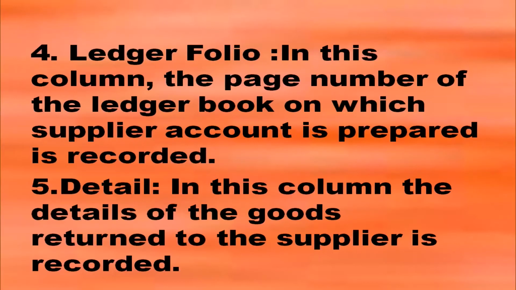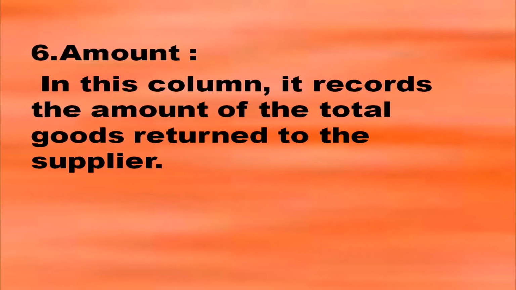Then comes the ledger folio column. The page number of the ledger book on which supplier account is prepared is recorded. In the details column, details of the goods returned to the supplier is recorded. In the amount column, you have to write the amount of total goods returned to the supplier.